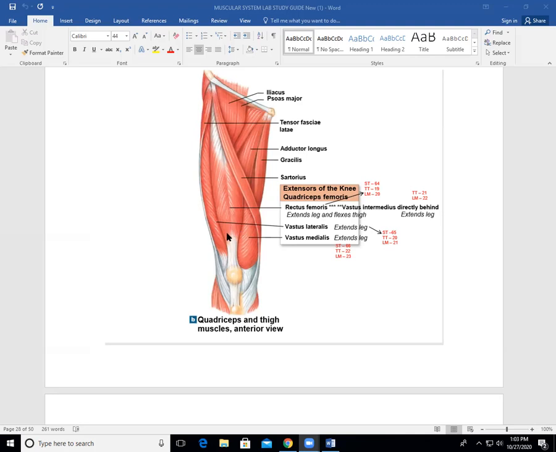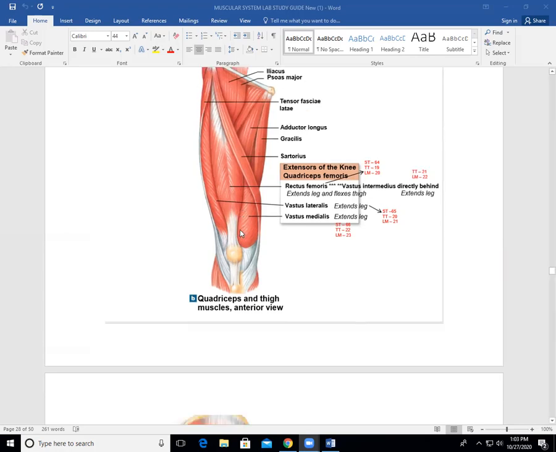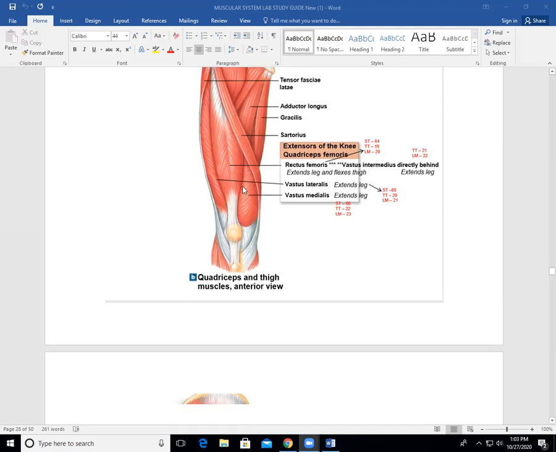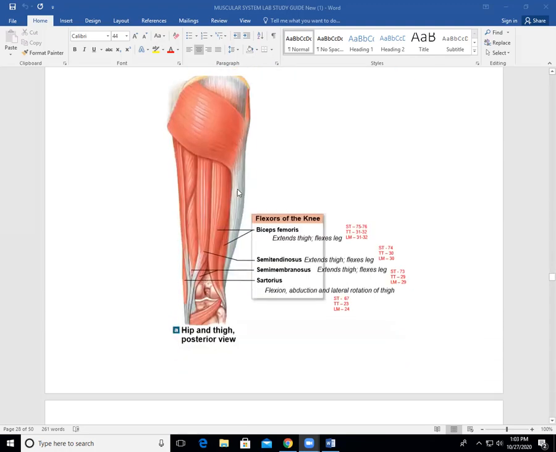And vastus lateralis and medialis extend the leg. So we've gone over that already. Behind the rectus femoris is the vastus intermedius and extends the leg. It's intermedius because it's intermediate between the vastus lateralis and vastus medialis. Let's look at the posterior side of the leg.